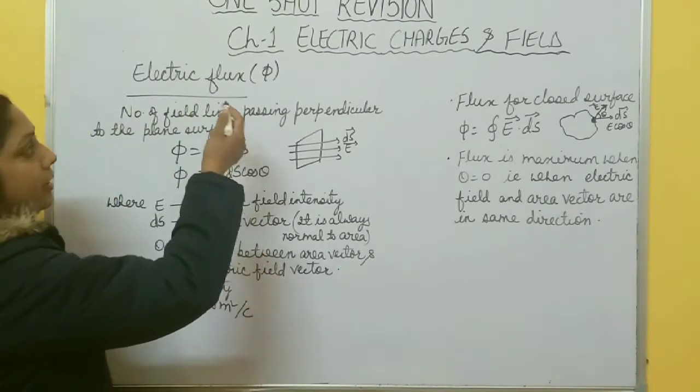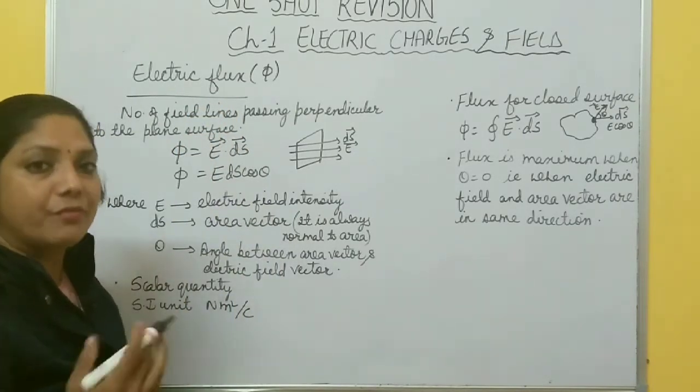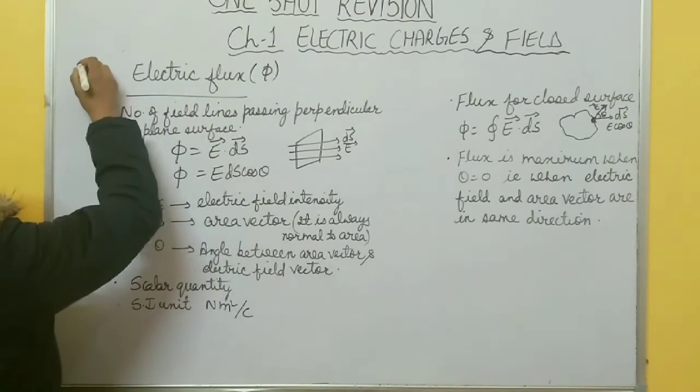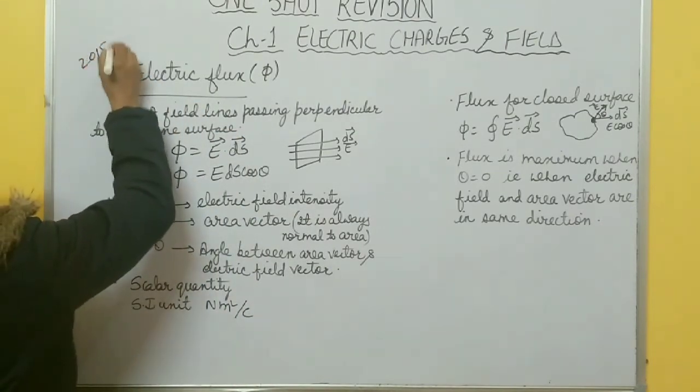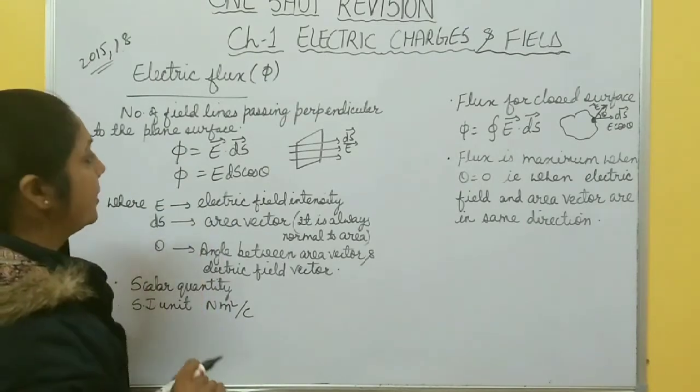So, a question may come in a 1 or 2 marks question: define electric flux. Is it a scalar or vector quantity? It came, I think, in 2015 and 18. So this one is very, very important. In a 1 mark or 2 marks question it may come.